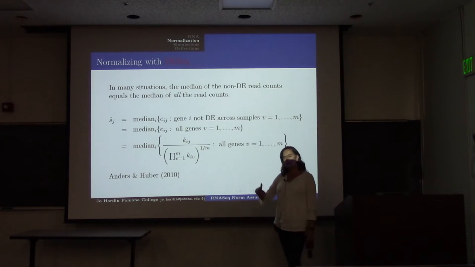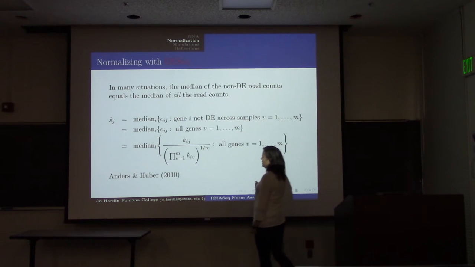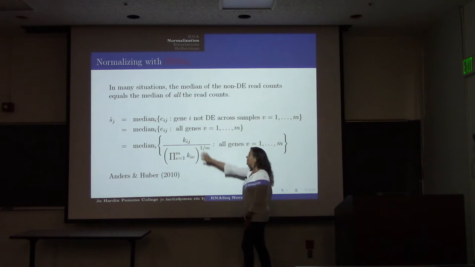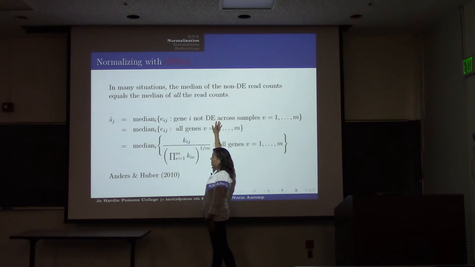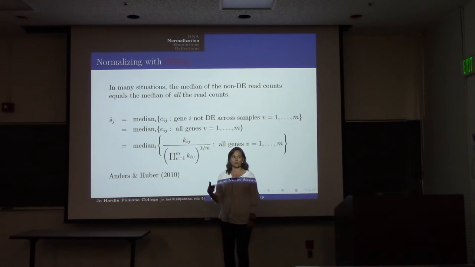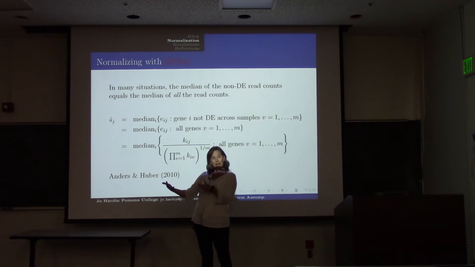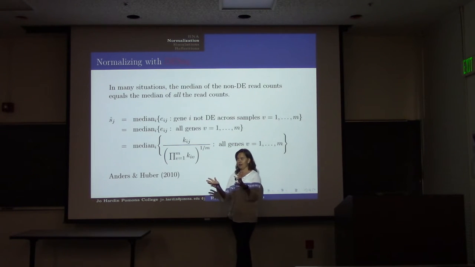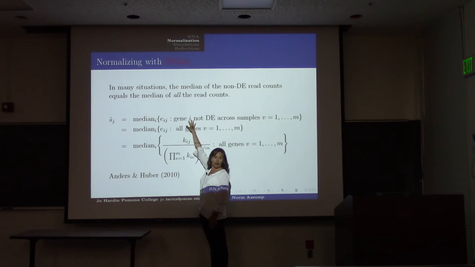But again, we can't actually do that because we don't know what the non-differentially expressed genes are. It turns out that most of the time, the median of the non-differentially expressed genes is really close to the median of all the genes. And now we're going back to those pictures I was showing you about symmetric versus asymmetric differential expression. When we get to asymmetry, then we're thinking, oh gosh, is this going to be true? So what am I dividing by?